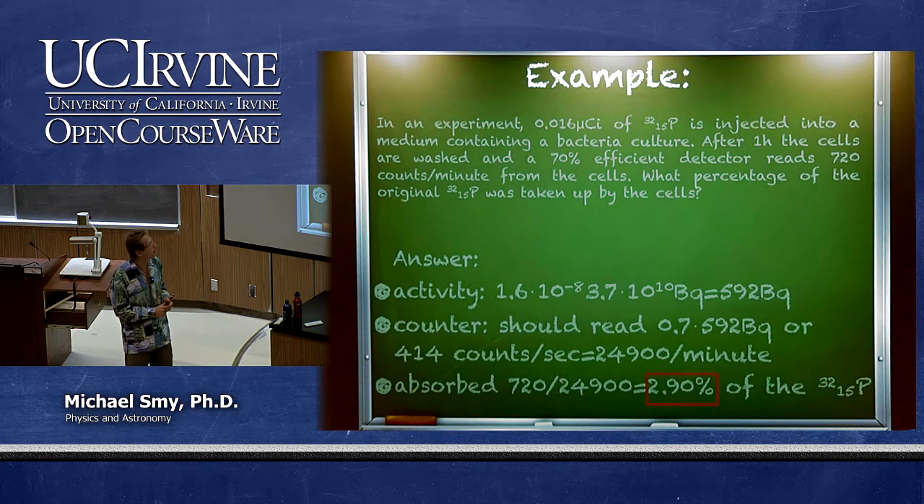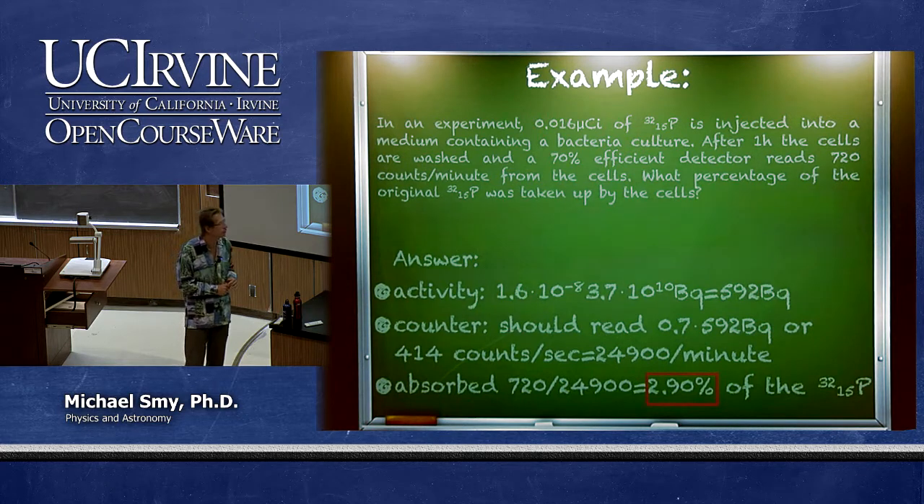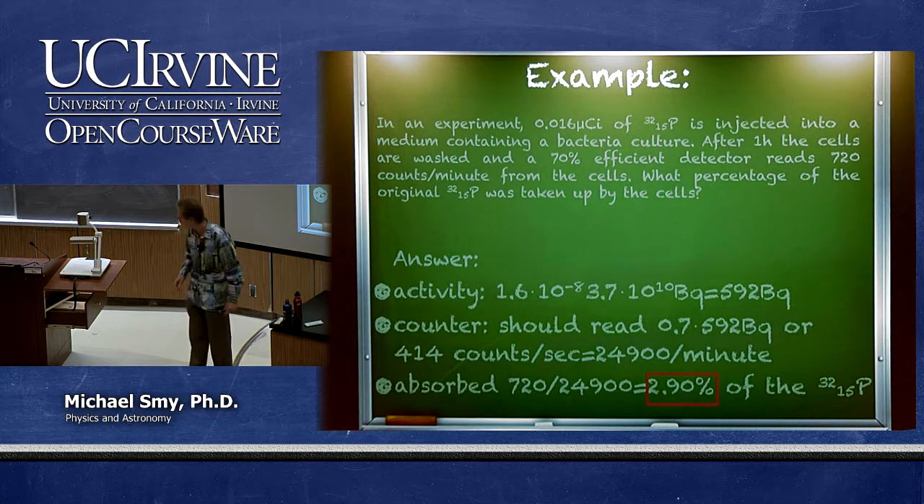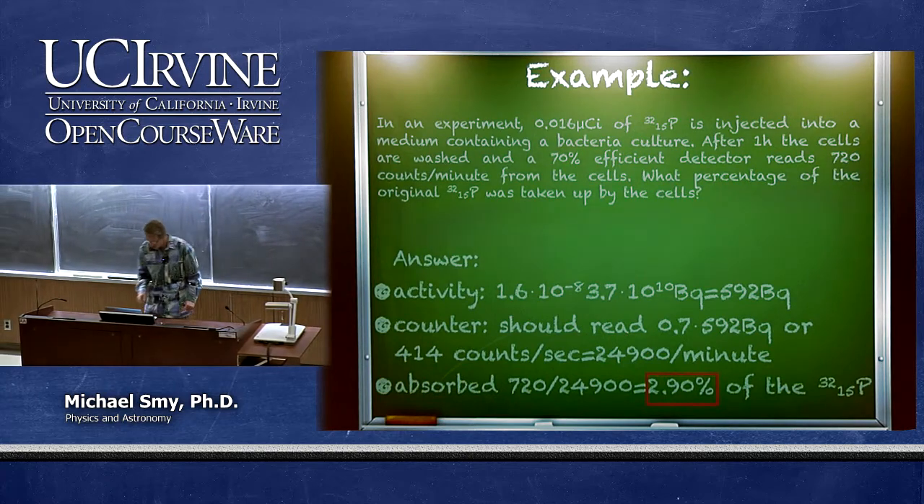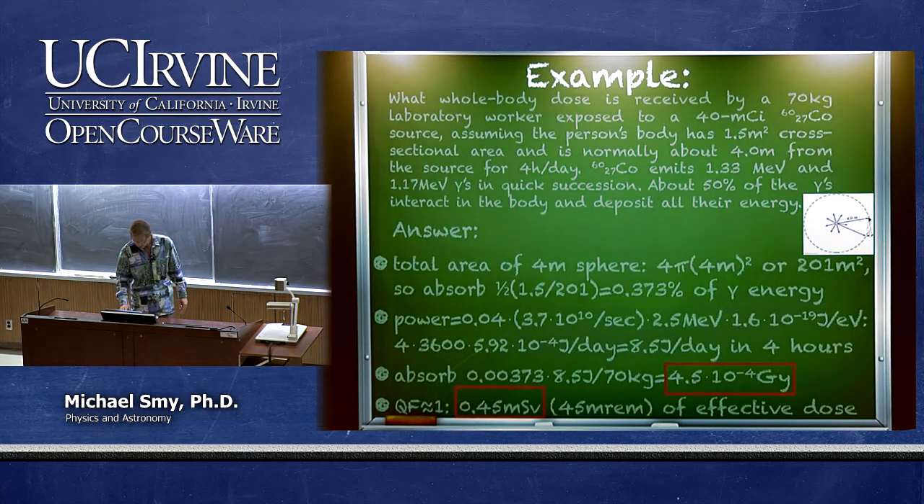However, the counter reads 720 counts per minute. Therefore, the ratio of the 720 and the 24,900 is the fraction of the phosphor molecules that have been absorbed. And that corresponds to 2.9%. So 2.9% of the phosphor has been absorbed. And that can be measured using this technique.